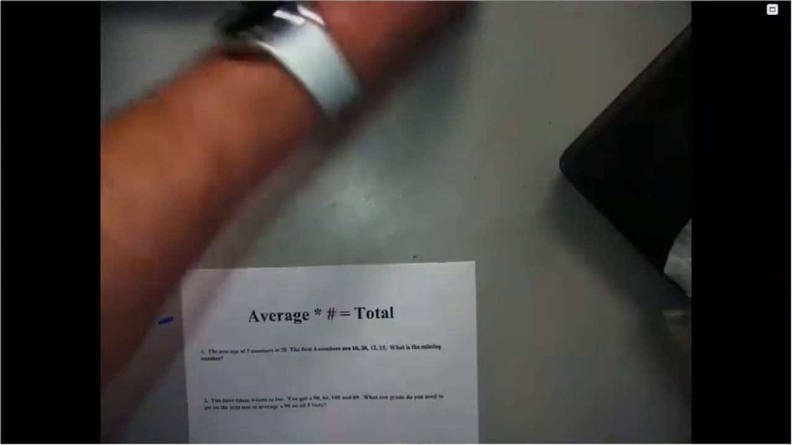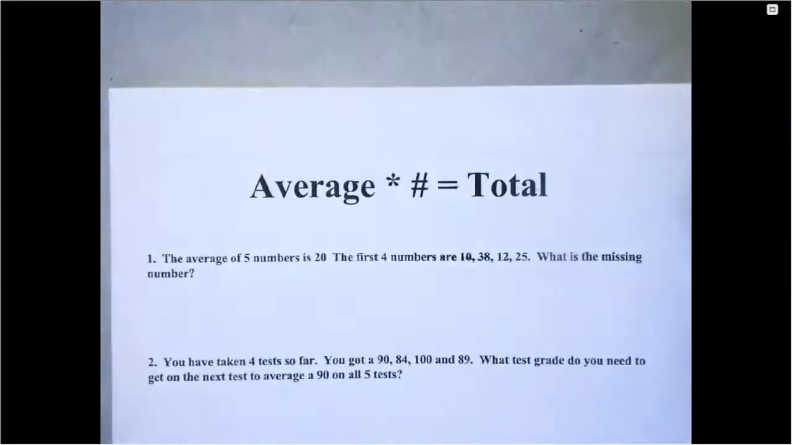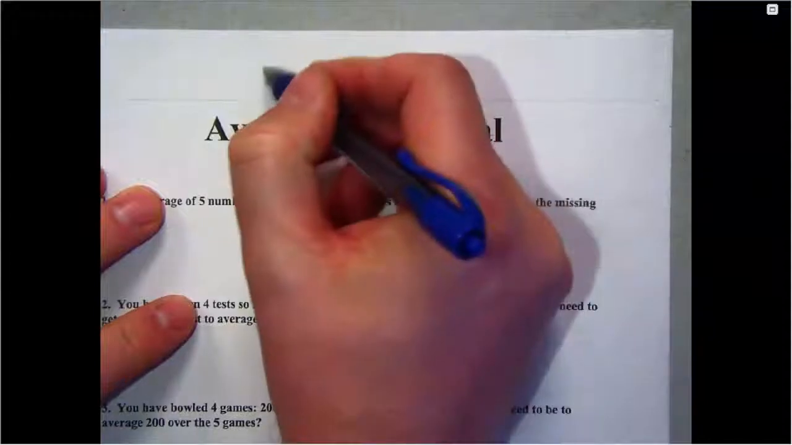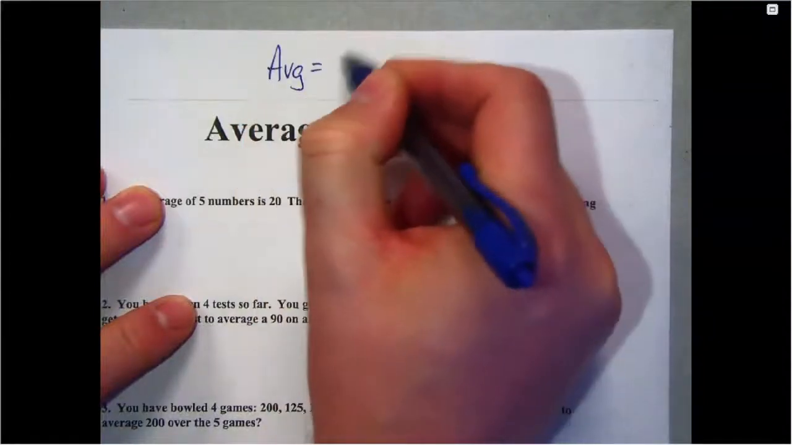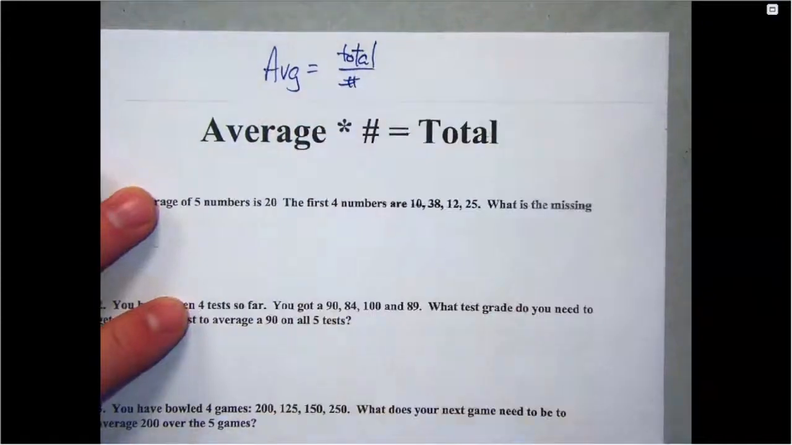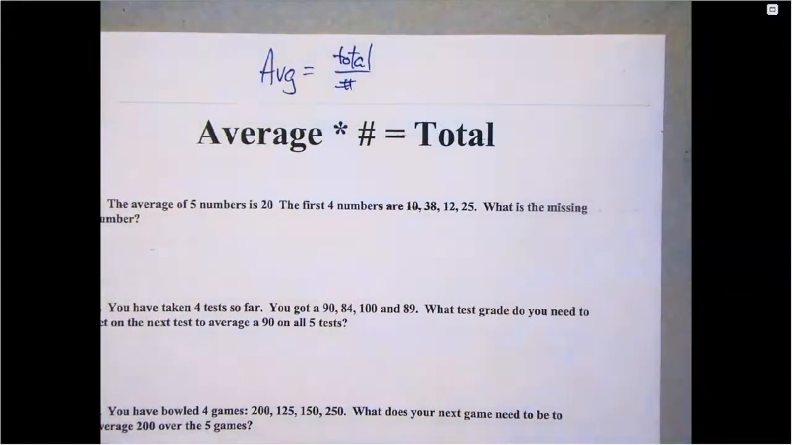So we got some more average stuff. It's working backwards. It's not like here's a bunch of numbers, find the average. More like here's the average, find the missing number. So that's your formula that you're going to use for these. But really, if I ever ask you to find the average, it's always just the total divided by the number there are, right? We got 10 test scores, add them all together, divide by 10.